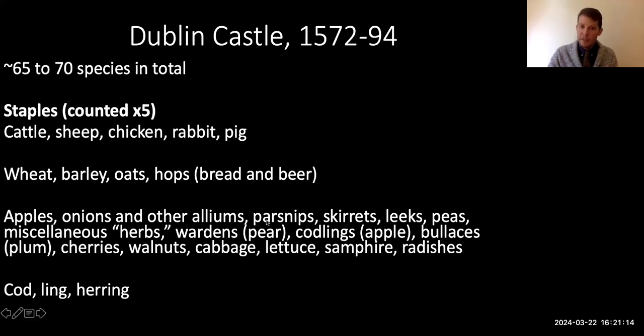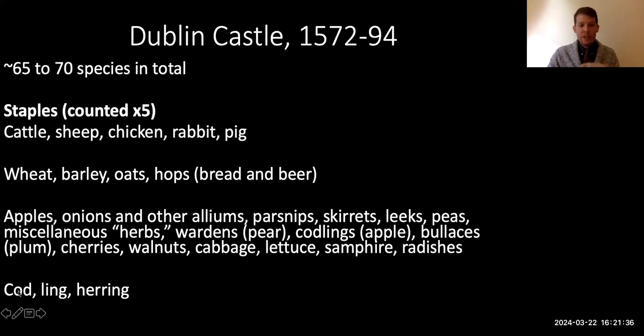A few specific varieties of pear and apple, a species of plum called a bullace, cherries, as well as walnuts, cabbage, which of course is familiar to us today, lettuce as well, samphire, a fascinating little plant that is native to Britain and Ireland, but does not seem to be in anyone's diet anymore, and radishes.